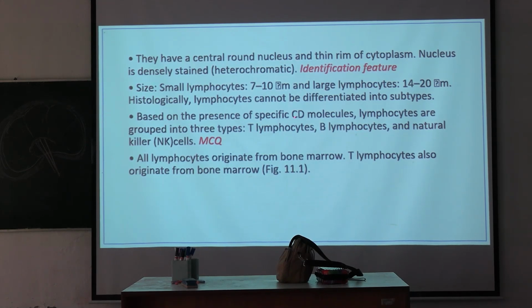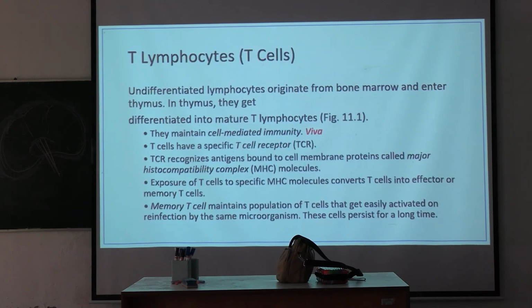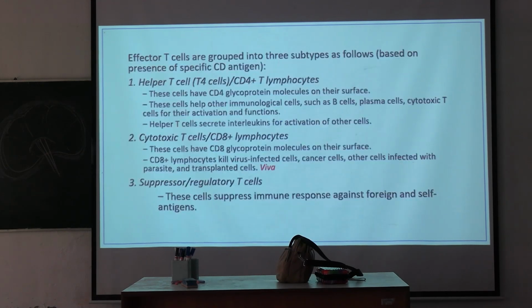Now, this is a question in MCQ: the T lymphocytes, B lymphocytes, and natural killer cells, NK cells. All lymphocytes originate from bone marrow. T lymphocytes also originate from bone marrow.